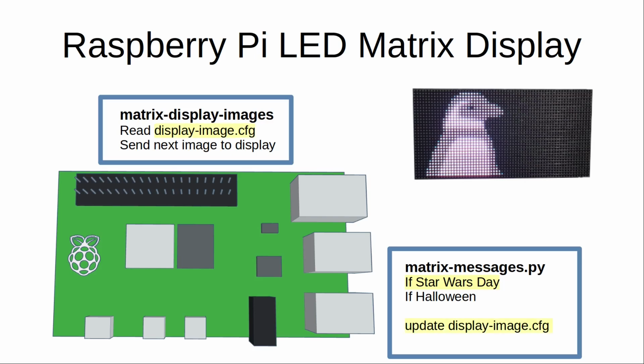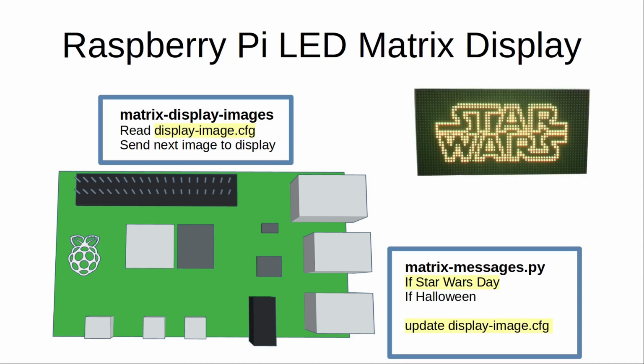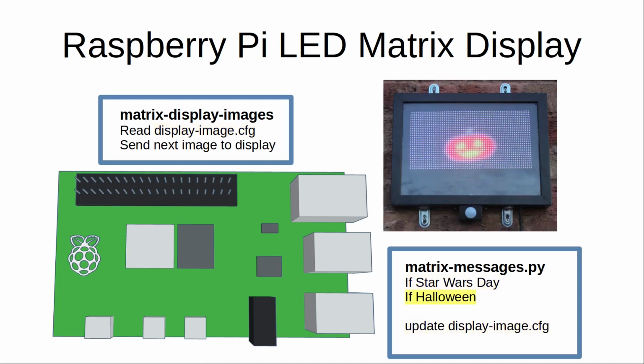So assume the day is now the 4th of May, which we all know is Star Wars Day, a day where we wish everyone May the 4th be with you. The Matrix Messages program updates the display image.cfg file to display a link to the Star Wars directory. Then the next time the matrix display images is ready to change to the next file, it sees the config has been changed and rereads the config file and then updates the display. The same thing can happen on other days, such as Halloween.